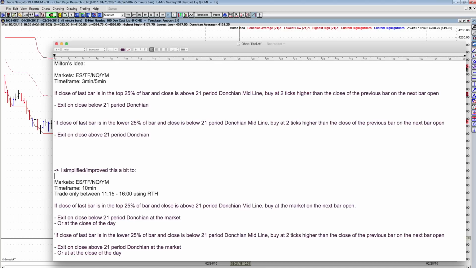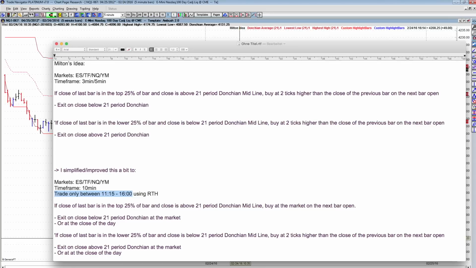So this is my version of it. The second thing I changed was the time frame. I played around with it a little bit and it didn't do too well on 3 minutes or 5 minutes, and so I switched over to 10 minutes and made a trading window between 11:15 and 16 New York time using the regular trading hours only.